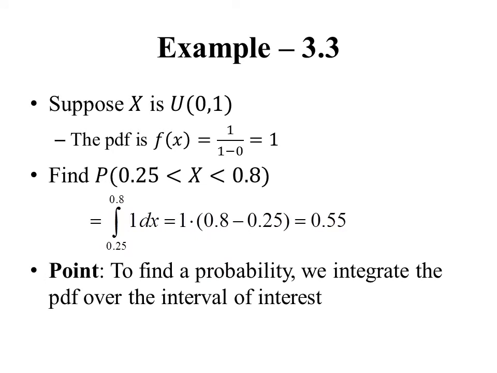So the main point of this example is to illustrate that to find a probability, we integrated the PDF over the interval of interest. In this case, our interval was from 0.25 to 0.8. So we integrated our PDF over that interval, and we're all done.